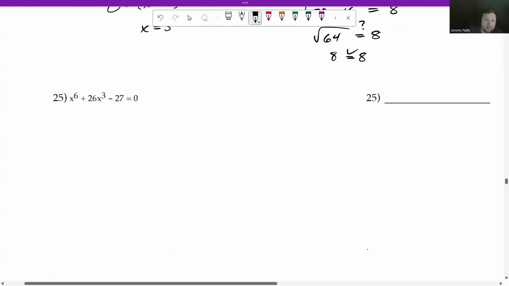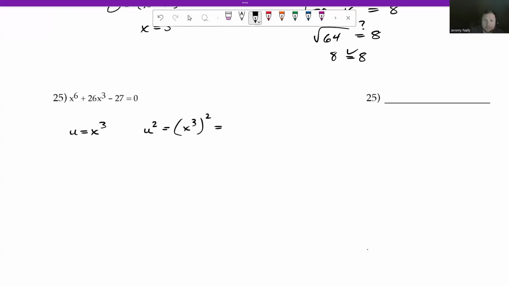Okay. This is a U substitution problem. You can see the pattern. So we have x to the 6 plus 26x cubed minus 27 is equal to 0. That being said, you are all fully equipped now to just use the rational zeros theorem and attack it that way. But if you notice the pattern where if you let u equal x cubed, then u squared is x cubed squared, which is x to the 6th. So, aha, it's following that pattern.